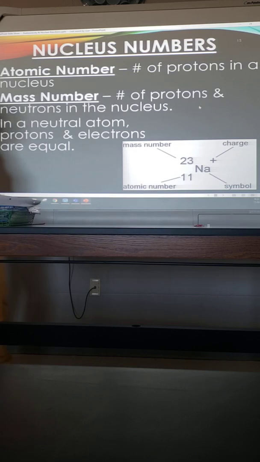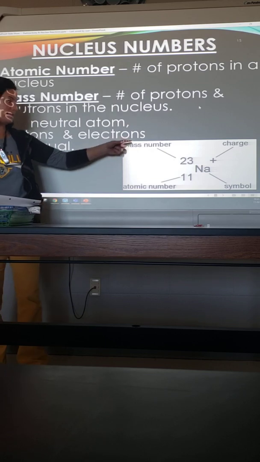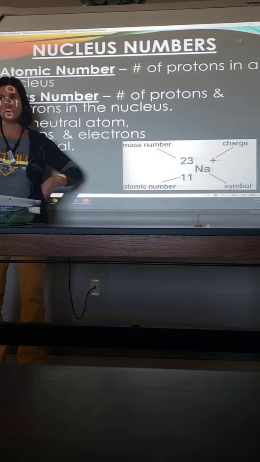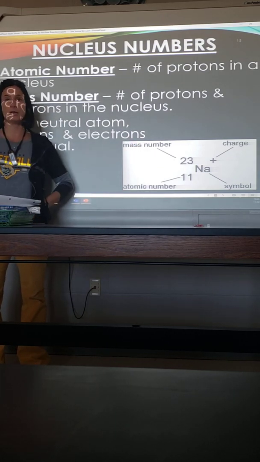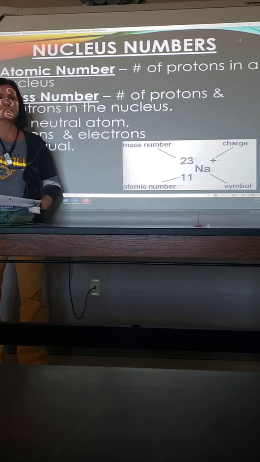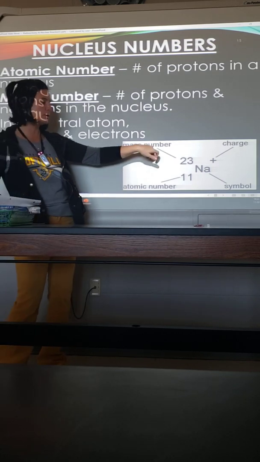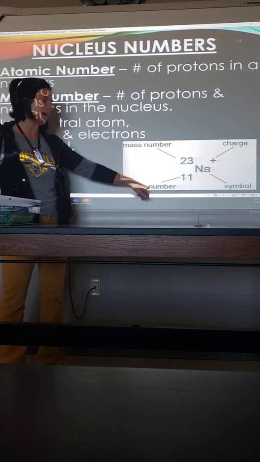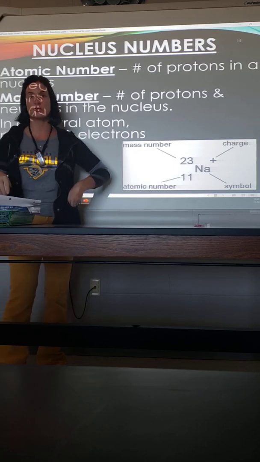Anybody remember how you would find the number of neutrons? Because I see no number for the number of neutrons. Let's see, what do you think, Kate? The mass minus the atomic number. Very good, because this is protons and neutrons. Subtracting protons will leave you with just your number of neutrons.